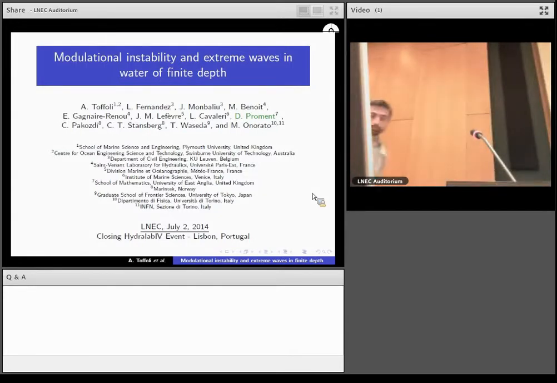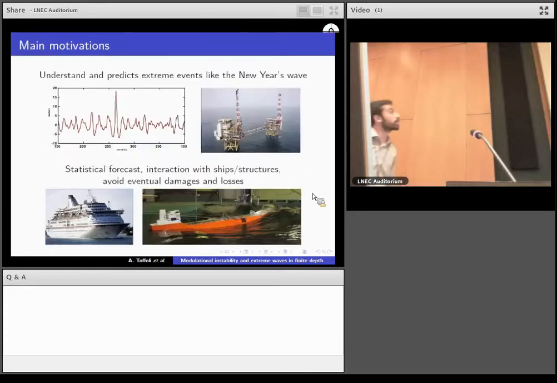So let me just give you some main motivation about our work. We would like to understand and predict extreme events occurring at the interface between air and water in the ocean. Like, for example, the famous New Year's wave, which is a giant wave recorded by the Draupner platform that you see here. Among waves which have 5 meter amplitudes, suddenly there is an occurrence of a giant wave which is almost 20 meters from the trough to the crest. So it's quite an extreme event.